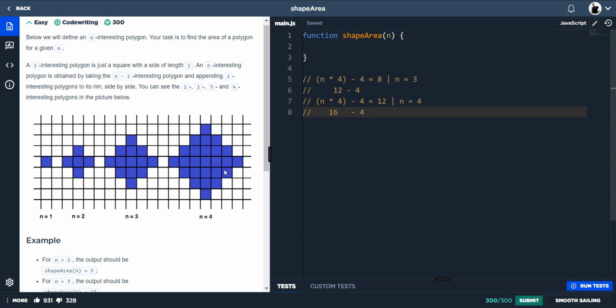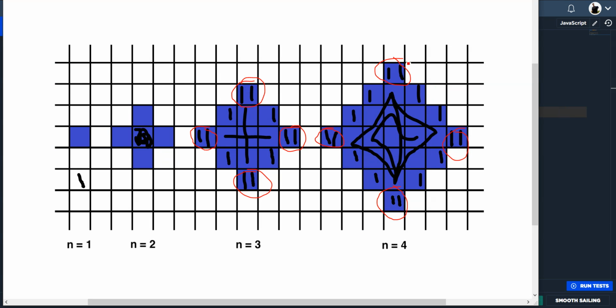So that's great. We've now found out the additional squares. So now we need to add the area from the previous n. So when n is equal to 1, great. We move on to this one here. We know that the area is 1. So 1, 2, 3, 4, 5, 6, 7, 8.